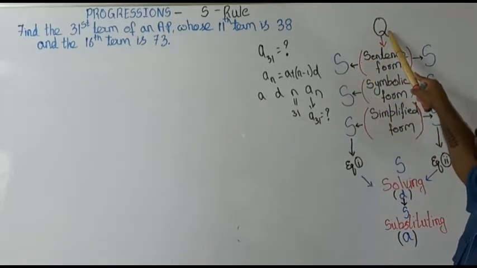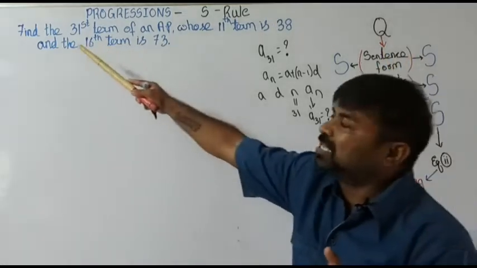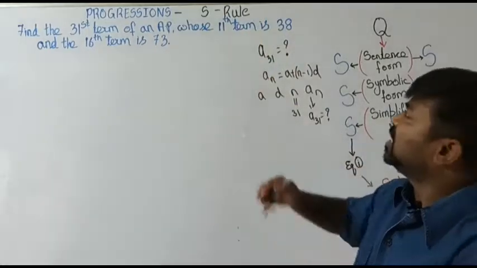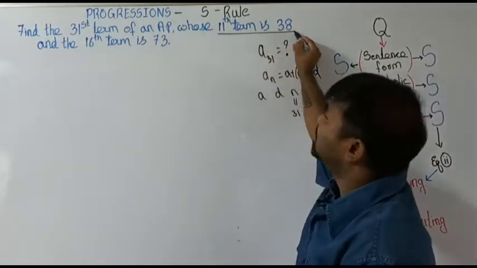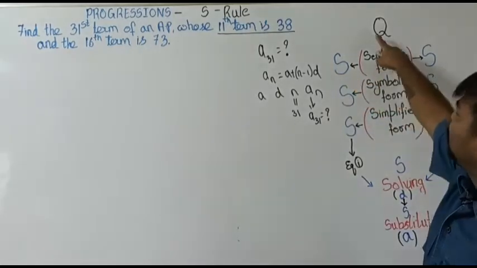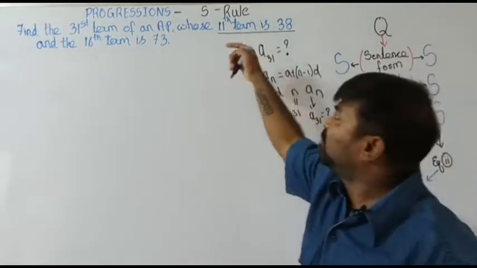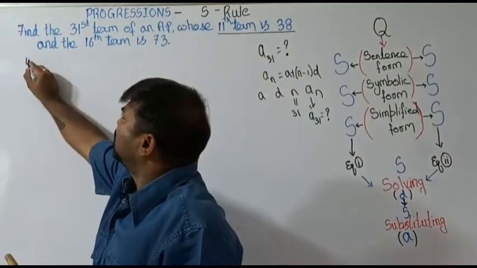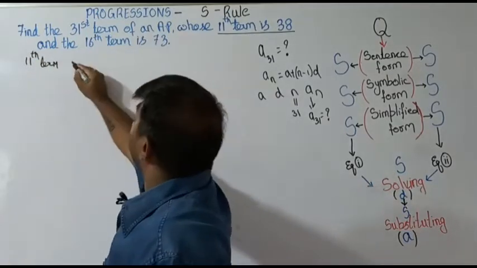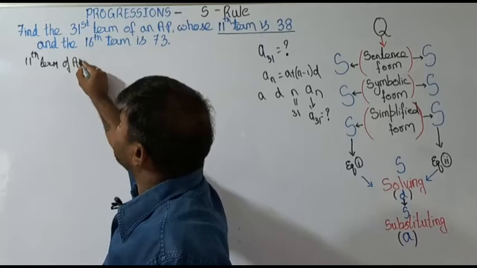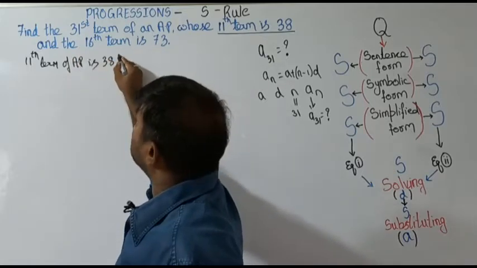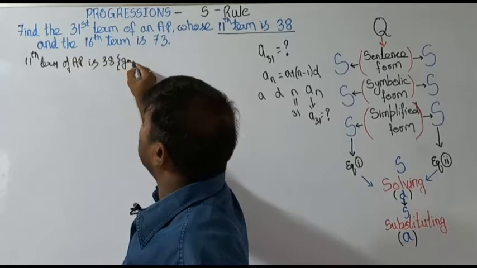First, from the question, sentence form. See the question, see the sentence form. 11th term is 38. I like to pick this as the sentence from the question. The first S, I will pick that one. 11th term of AP is how much? He said it is nothing but 38. This is nothing but the given.